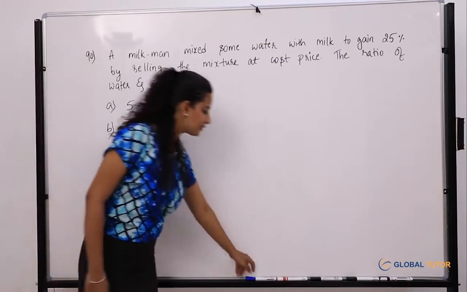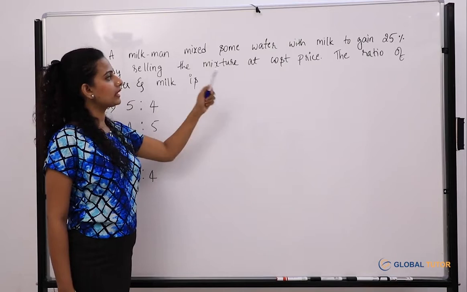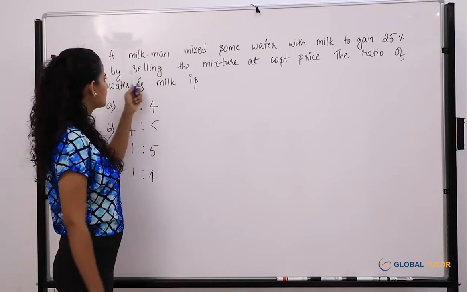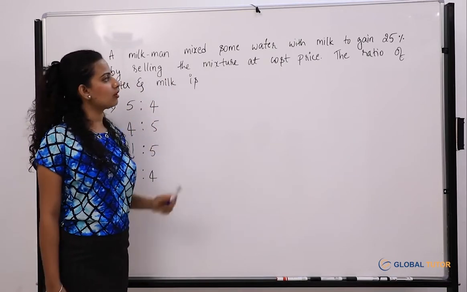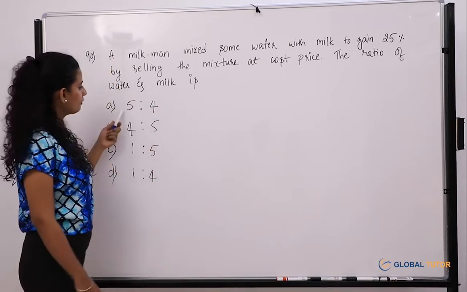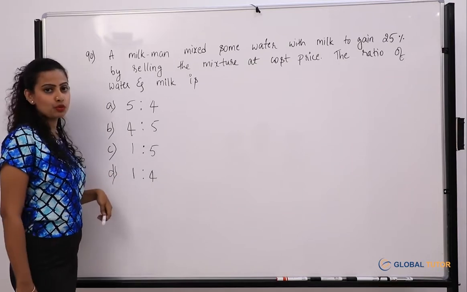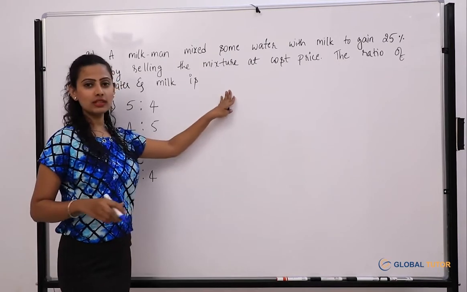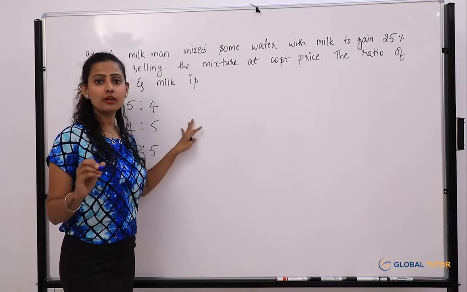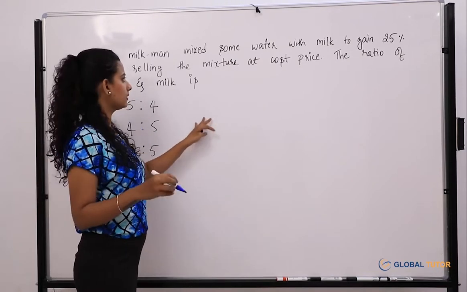So we have another interesting question here. A milkman mixes some water with milk to gain 25% by selling the mixture at cost price. The ratio of water and milk is 5:4, 4:5, 1:5 and 1:4. Now if you try to solve this using alligation method, it will become very complicated. So let's just solve it in a very simple method.